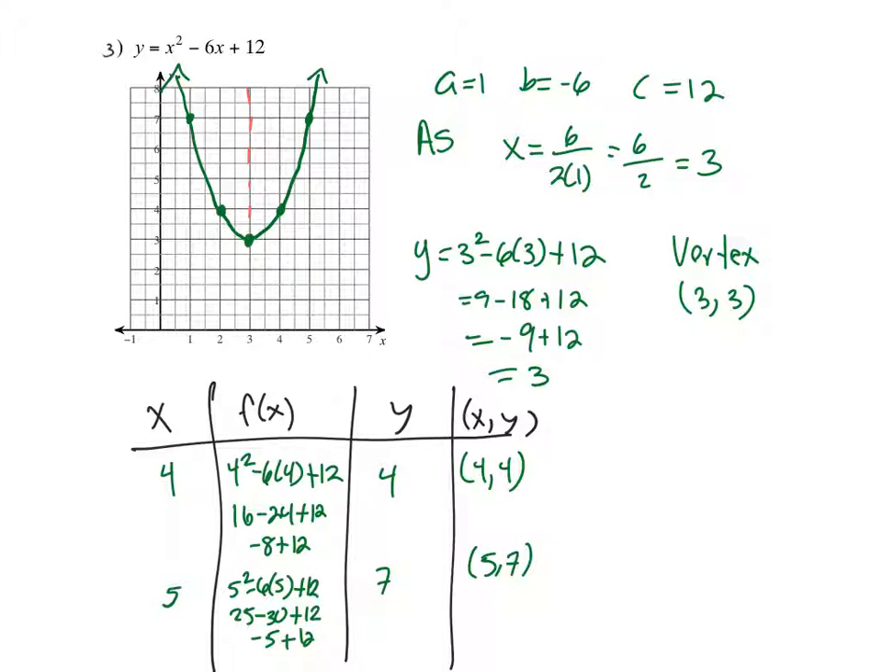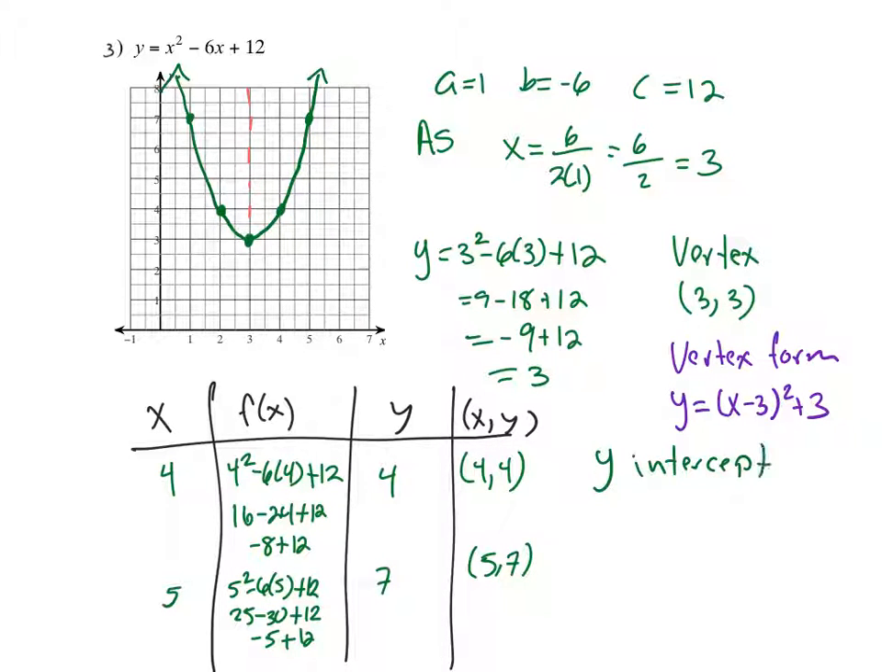Again, my vertex form. y equals a is 1, so x minus 3 squared plus 3, and my y-intercept is 0, 12.